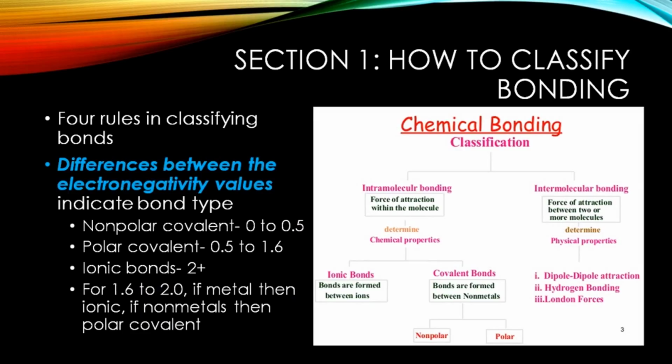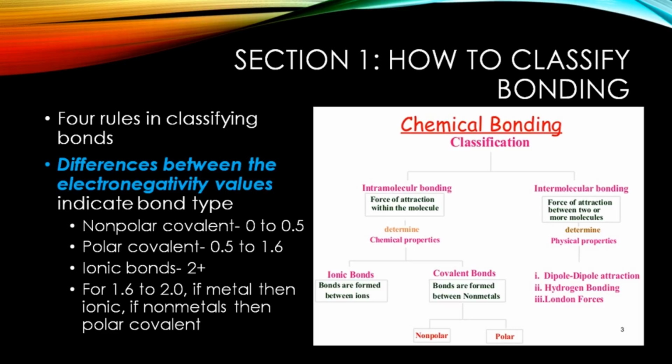Moving on to how to classify bonding. Now there are many ways to classify bonding, but there are 4 rules of classification that must always be followed if using electronegativity differences. First, you need to determine the electronegativity of each atom, then find the difference. Now the 4 rules are: 1. If the electronegativity difference is less than 0.5, then the bond is considered nonpolar covalent. 2. If the electronegativity difference is between 0.5 and 1.6, then the bond is polar covalent.